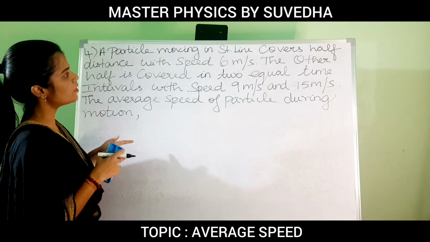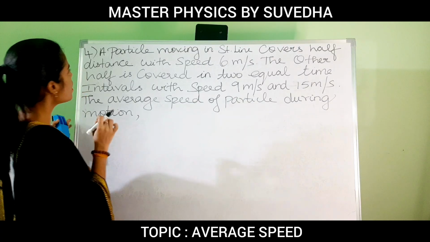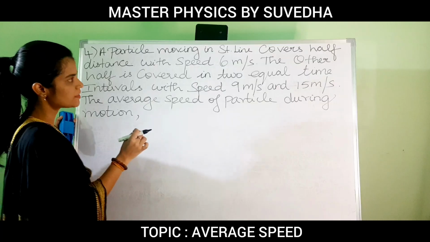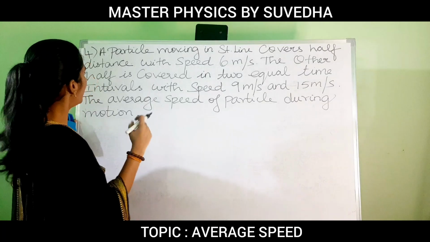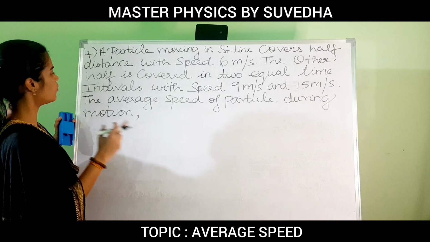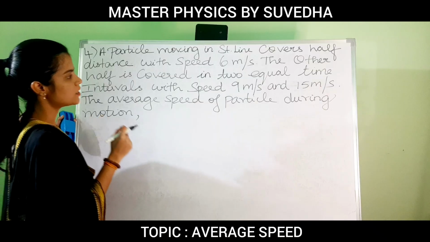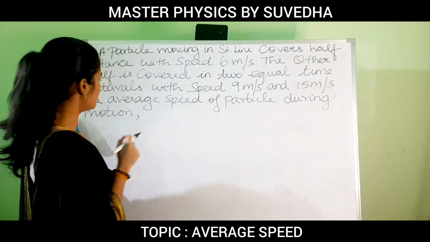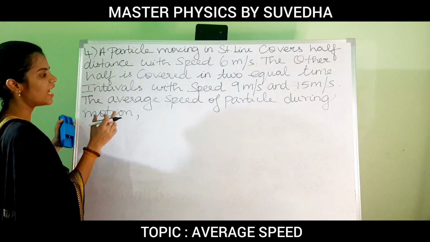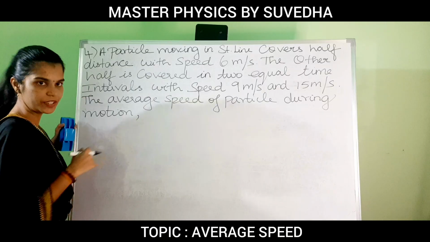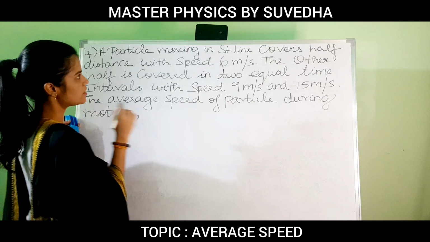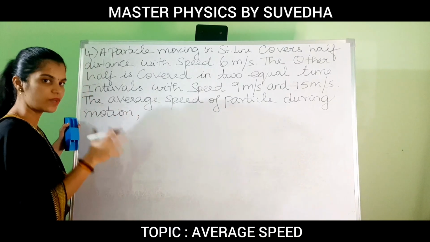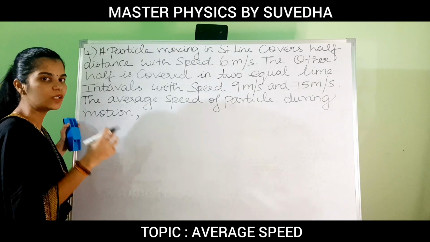A particle moving in a straight line covers half the distance with a speed of 6 meter per second, and the other half is covered in two equal time intervals with the speeds 9 meter per second and 15 meter per second. Then find the average speed of the particle during the motion. Okay, so now listen carefully. This question is very important and it is advanced level 2.